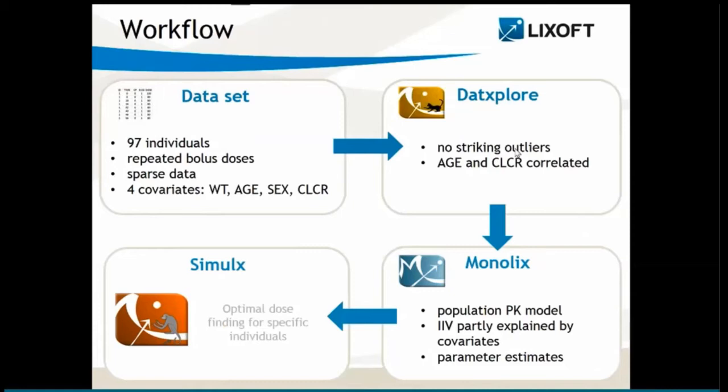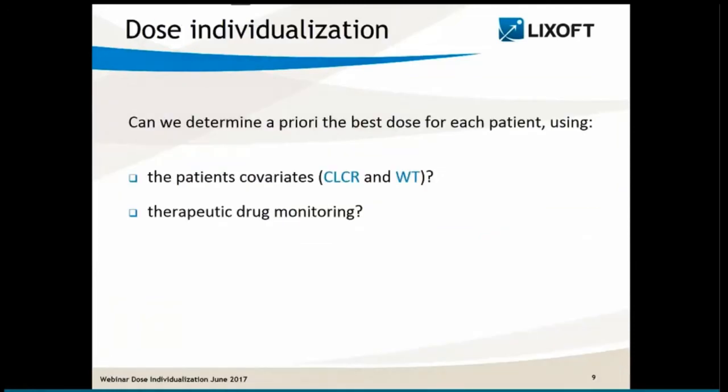Now we would like to use this model for optimal dose finding for specific individuals using Simulix. So we have two main ways to find an optimal dose for a specific individual. Either we can use the covariates of this individual, or we can try to get even more information on this individual by using therapeutic drug monitoring. Therapeutic drug monitoring just means that you give a first dose and you measure the concentration in the blood for this patient at a few time points in order to adapt the next dose.